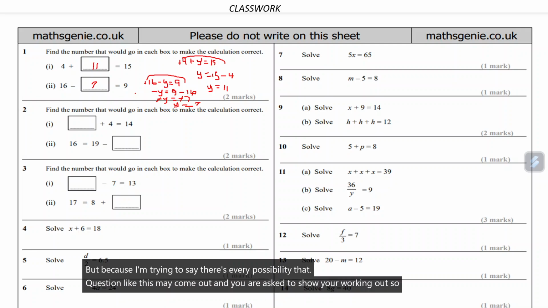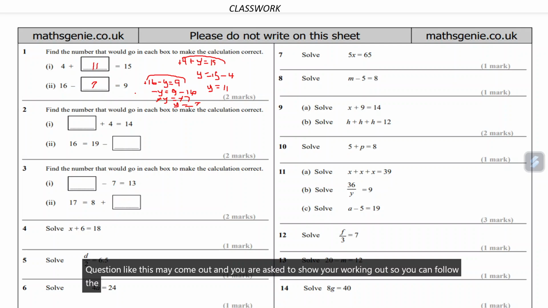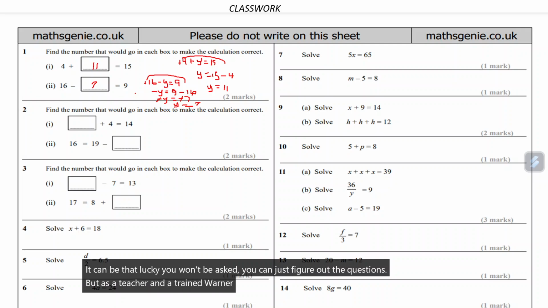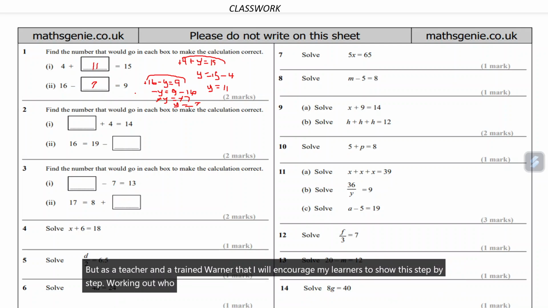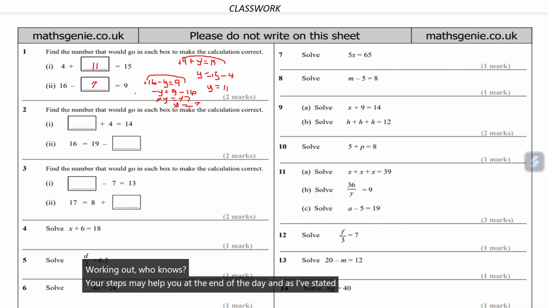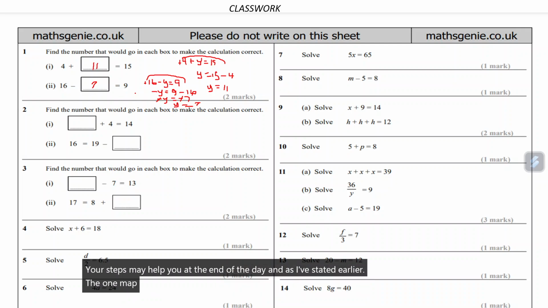So you can follow the step. And if not, you can be that lucky, you won't be asked. You can just figure out the questions. But as a teacher and a trained one at that, I will encourage my learners to show the step-by-step working out. Who knows, your steps may help you at the end of the day. And as I've stated earlier, 1 mark is as important as 10 marks. I've seen where 1 mark can be devastating.